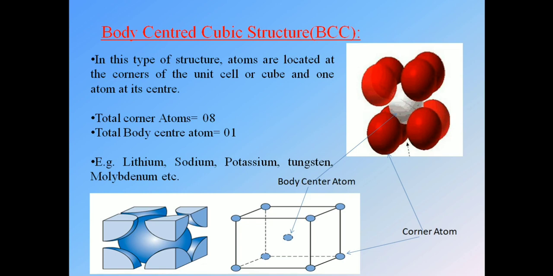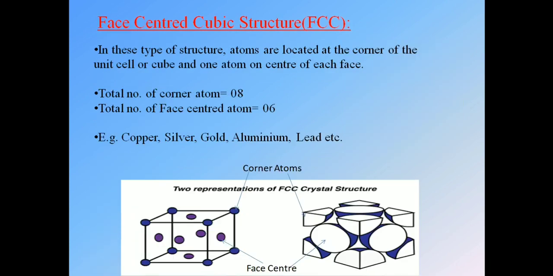How many are in the body center? We only have one, that is in white color. So I can write total body centered atoms are 1. Examples where this structure is found are lithium, sodium, potassium, tungsten and molybdenum. If I compare this structure with the first one, the simple cubic structure, in simple cubic we only have the corner atoms. In this we have corner atoms plus one at the body center. Remember this.